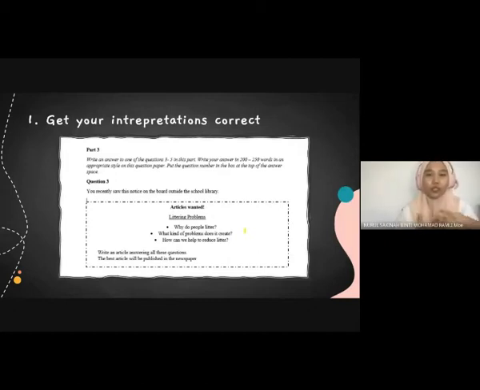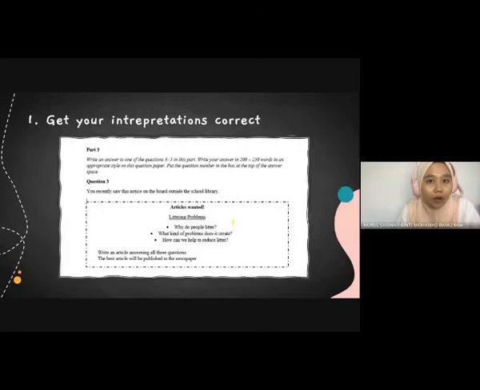Interpretation, meaning how you understand the question, is very important. Because you must remember CA just now. You have to fulfill all the communicative purpose. Okay, what does that mean? The communicative purpose in an article means, why are you writing the article? What is the purpose of writing the article?